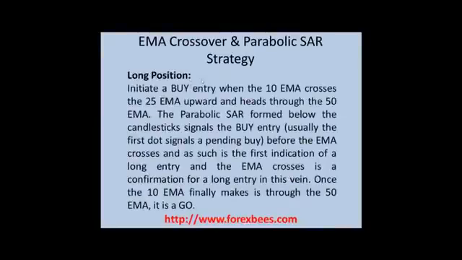Okay, so the rule for a long position is to initiate a buy entry when the 10 EMA crosses the 25 EMA upward and heads through the 50 EMA. The parabolic SAR formed below the candlesticks signals the buy entry. Usually the first dot signals a pending buy before the EMA crosses, and as such is the first indication of the long entry, and the EMA cross is the confirmation for a long entry. Once the 10 EMA finally makes it through the 50 EMA, it is a go.